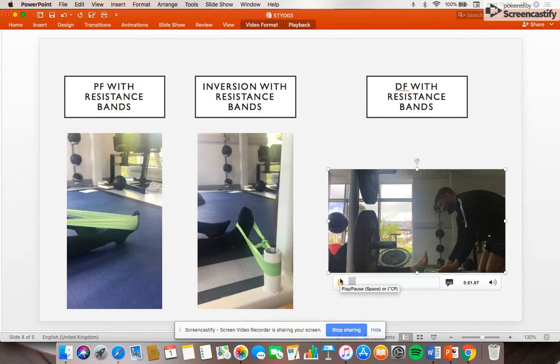Also, what we see here is the client working on dorsiflexion with the resistance band, holding for a few seconds when they reach full dorsiflexion.